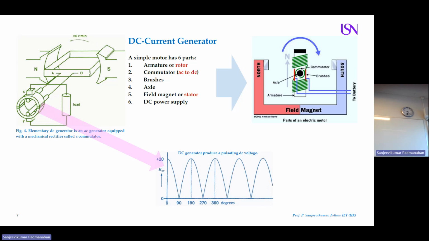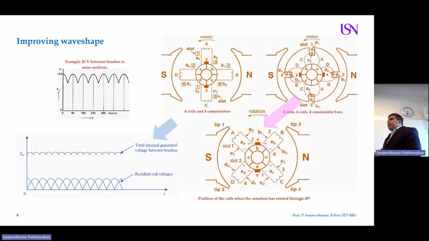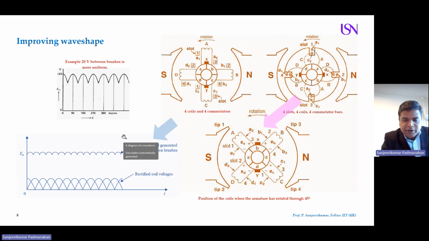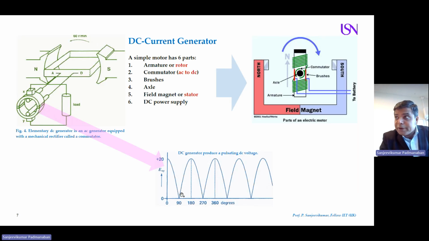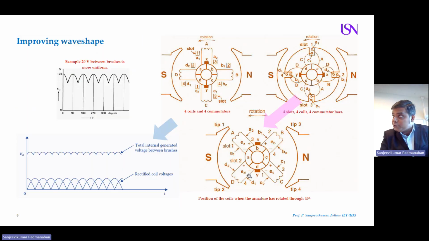It's not pure DC. What is pure DC? It should be a straight line. So I need a voltage like that. That is called wave shaping. The next stage in a DC machine, we are interested in improving the wave shaping. This is the voltage I got from the slip rings. You can have a look at how to improve it. For that purpose, what are you going to do?